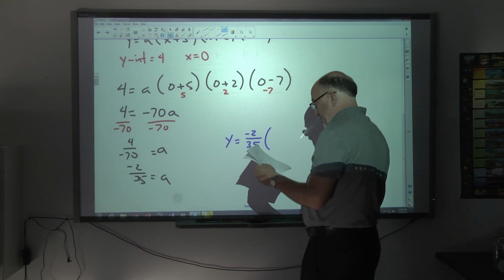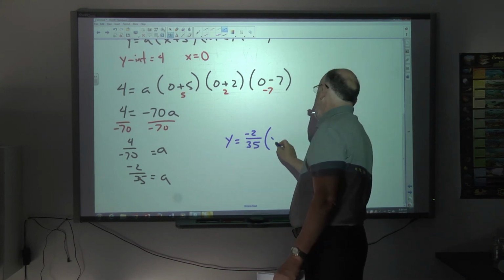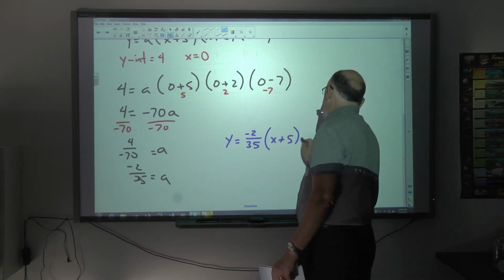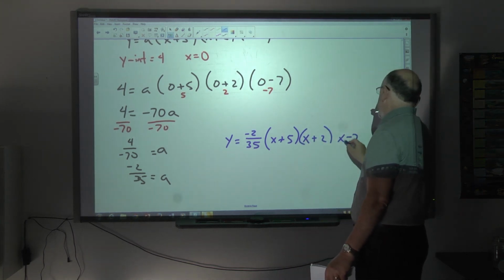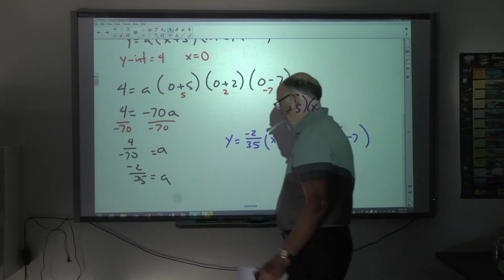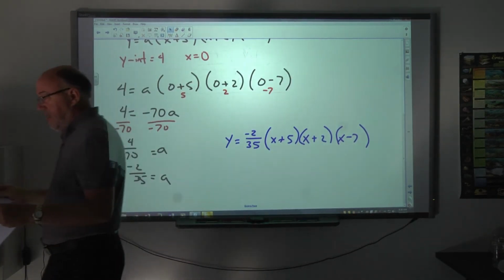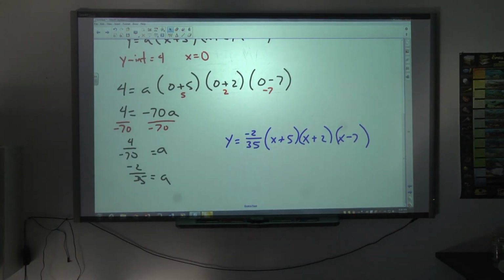Right? And so my equation then will be y equals negative 2 over 35 times x plus 5, x plus 2, and then x minus 7. Right? And so that is the equation that goes with that information, and that will conclude instruction.